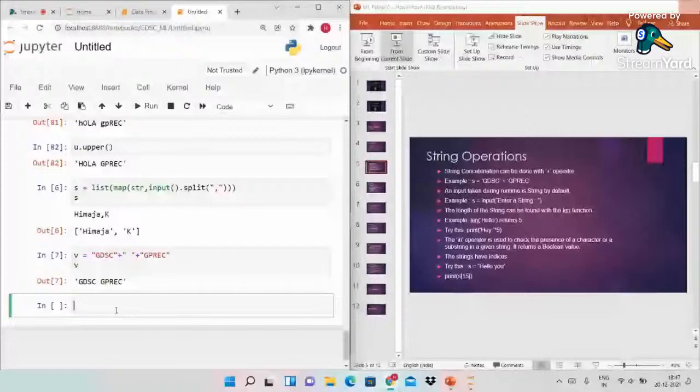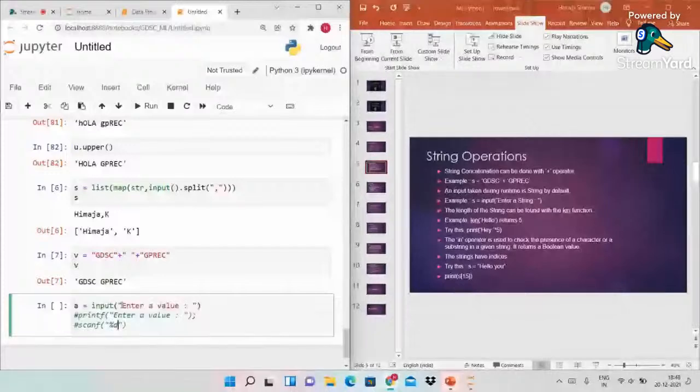If it is a string type that you're taking, then you take percentage s. If you're taking an integer, you take percentage d. If you're taking a floating value, you take percentage f. If you're taking a character, you take percentage c. And then you give it an address, you write it with an ampersand, and then you write the value a. This is the syntax that we follow in C.